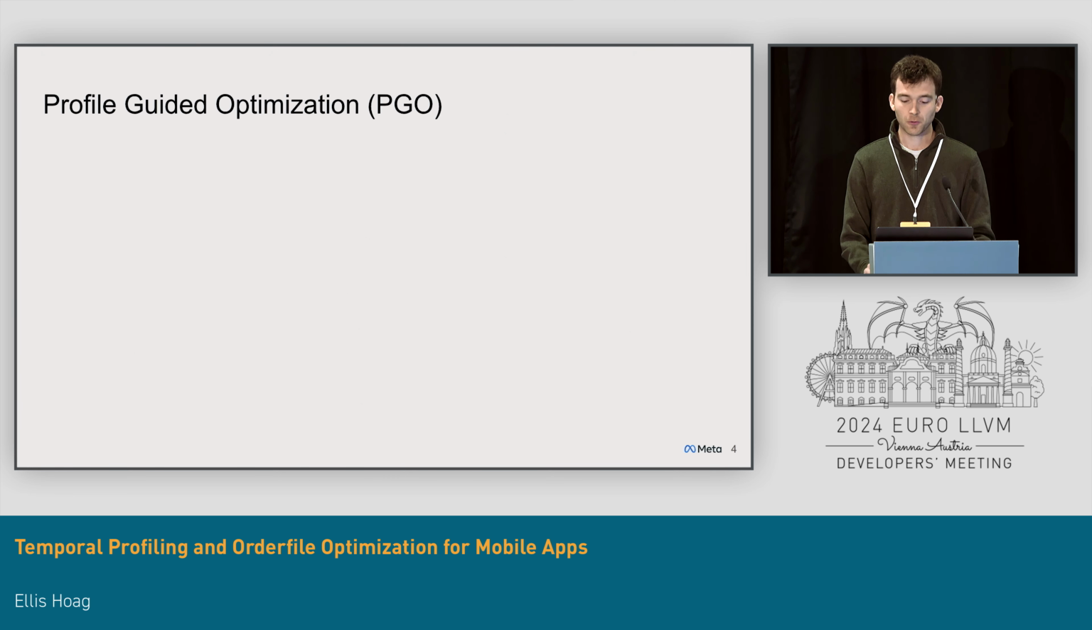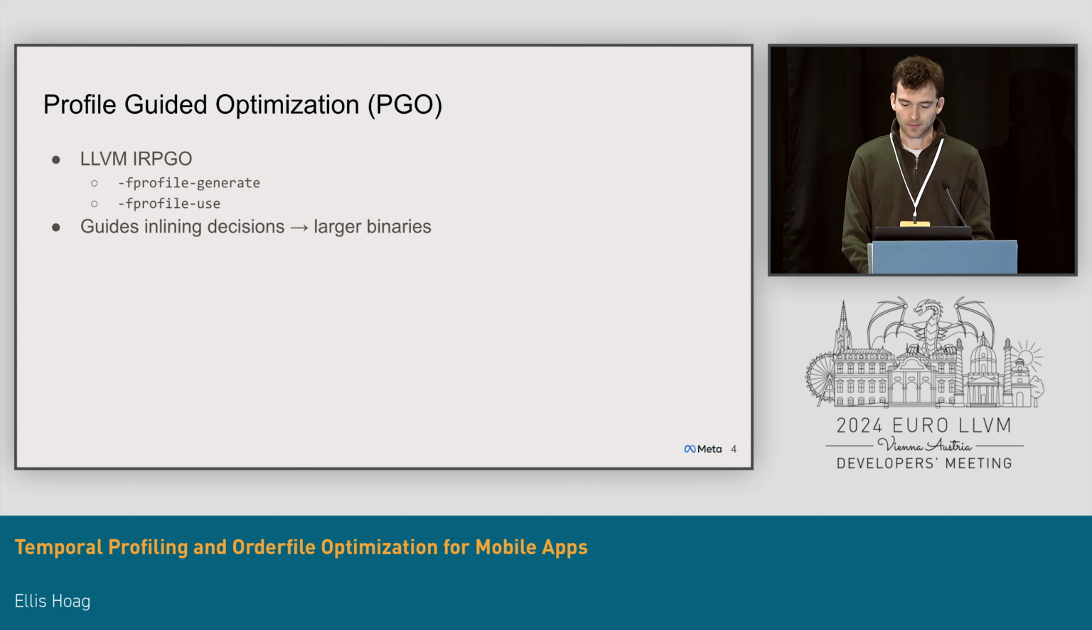So can we use profile-guided optimization to improve startup time for our mobile apps? In LLVM, we have IRPGO, which is enabled with the -fprofile-generate and the -fprofile-use flags. Unfortunately, by default, this PGO can drastically increase the size of the binary because it tends to be used to guide inlining decisions, which increases the size of our binaries.